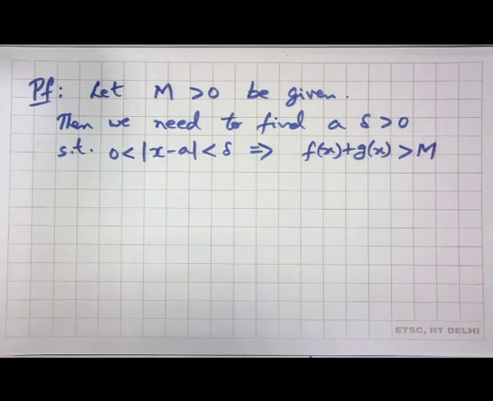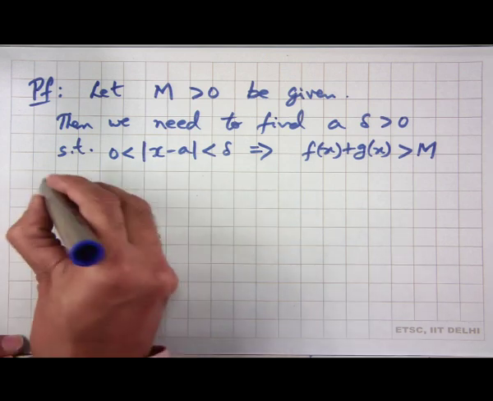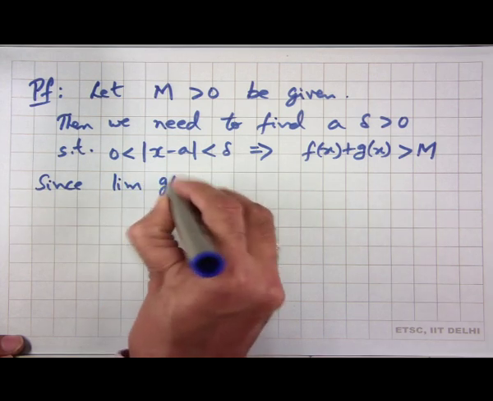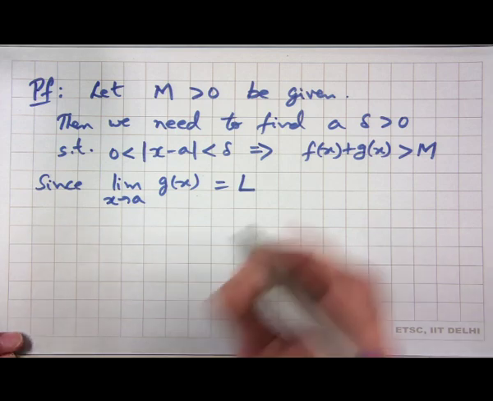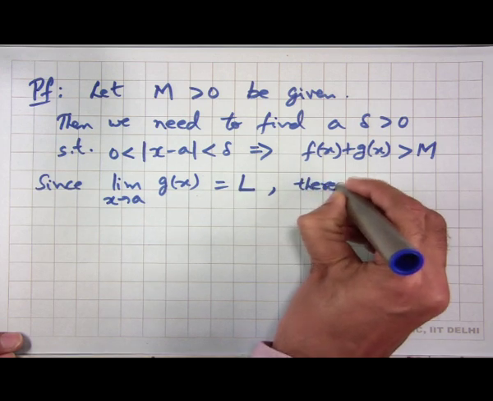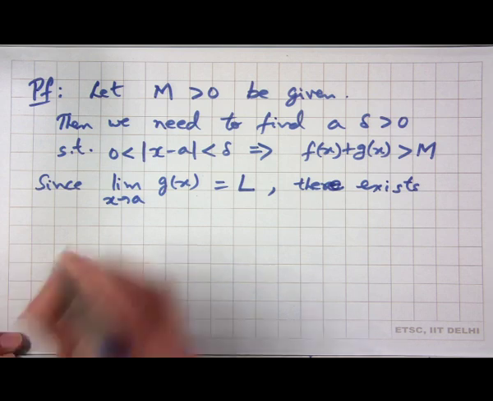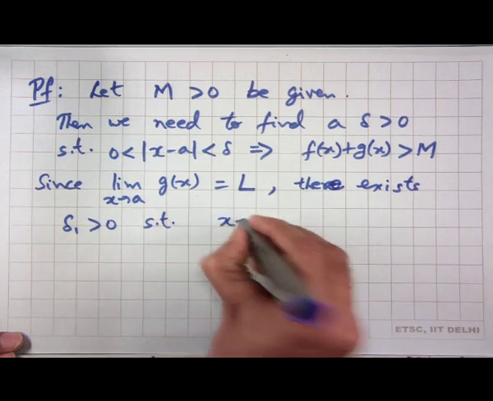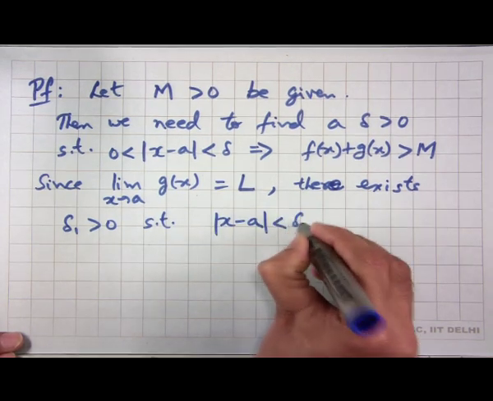But we are given that the limit of f of x is infinity and the limit of g of x is L. So, since the limit of g of x is equal to L, by the definition of this limit we know that there exists some delta 1 positive such that mod x minus a is less than delta 1.